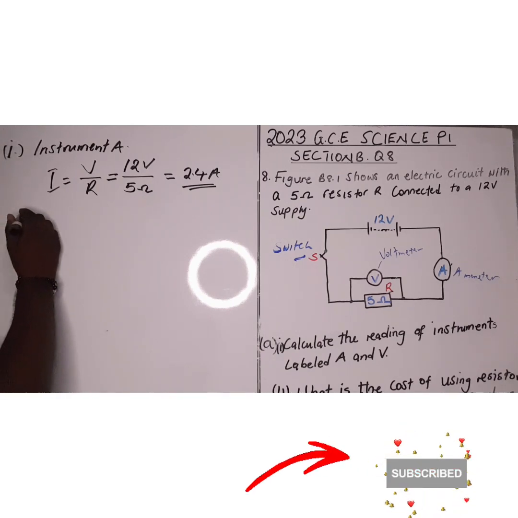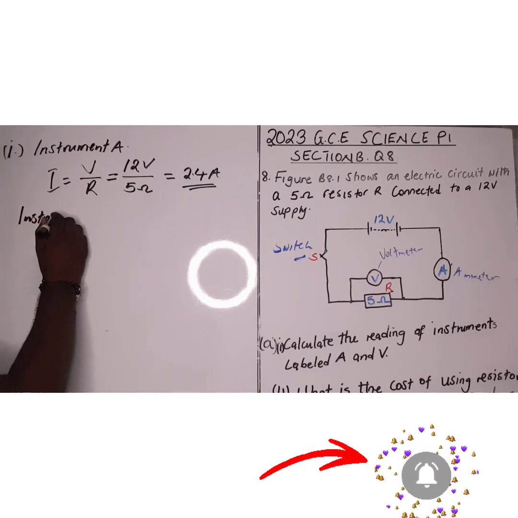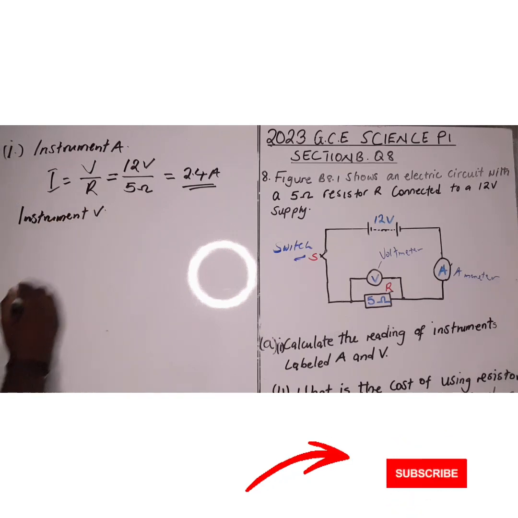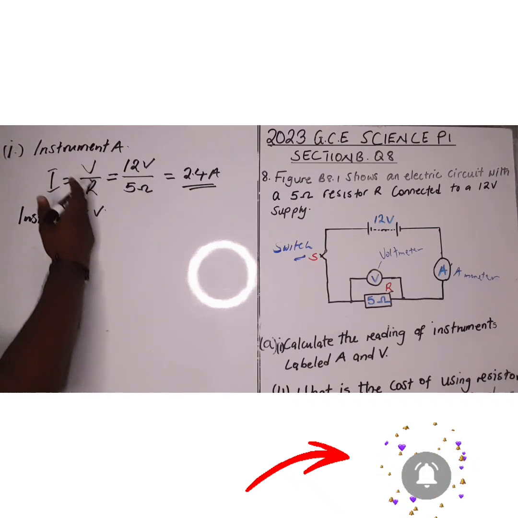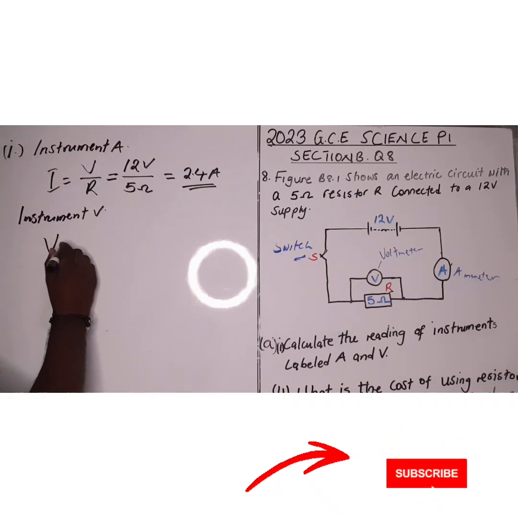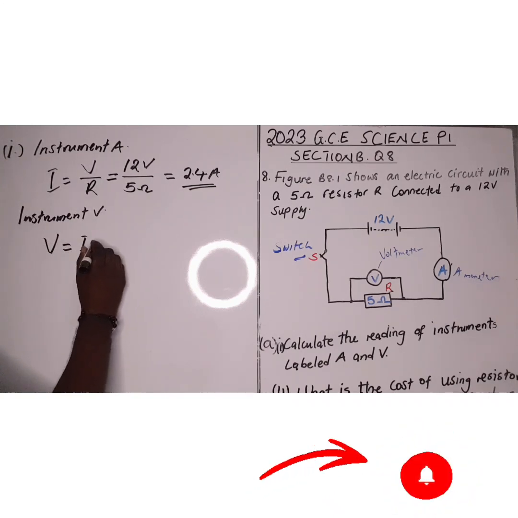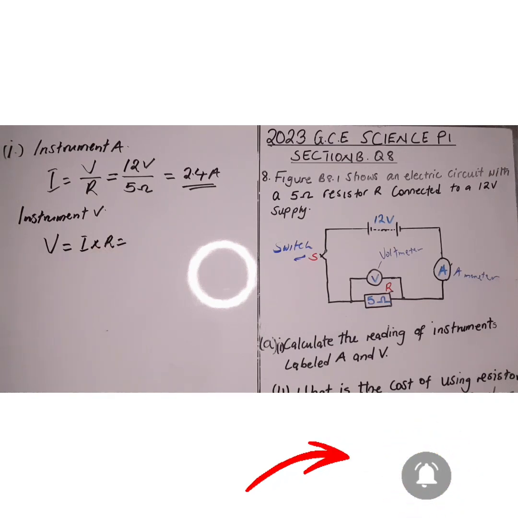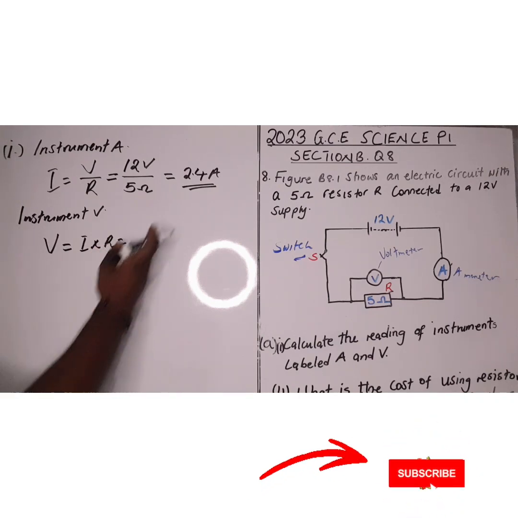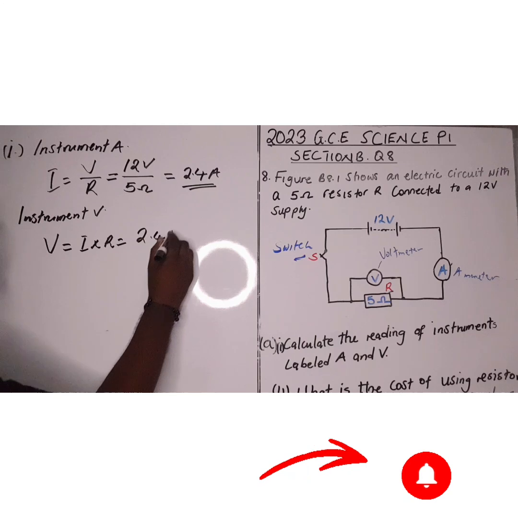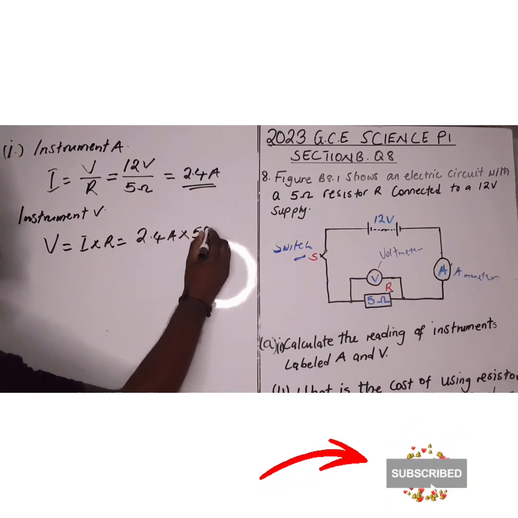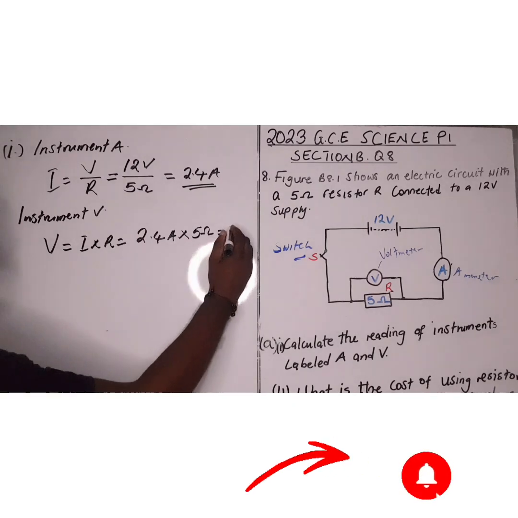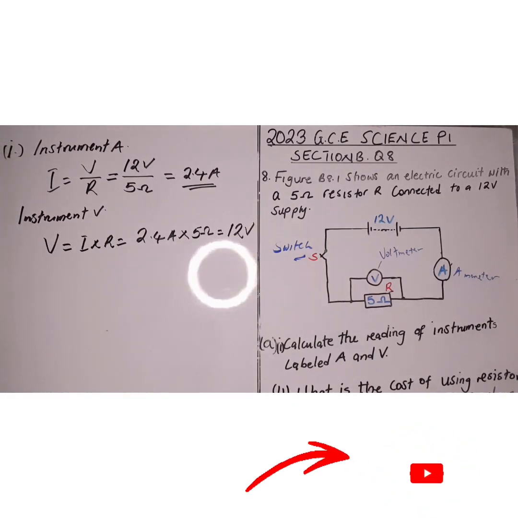Then instrument V, that is the voltmeter. What we are going to do is make V the subject of the formula. So voltage is equal to current multiplied by resistance. Our current here is the calculated 2.4 amps, and the resistance given is 5 ohms. Then what do we have? We are going to have 12 volts.